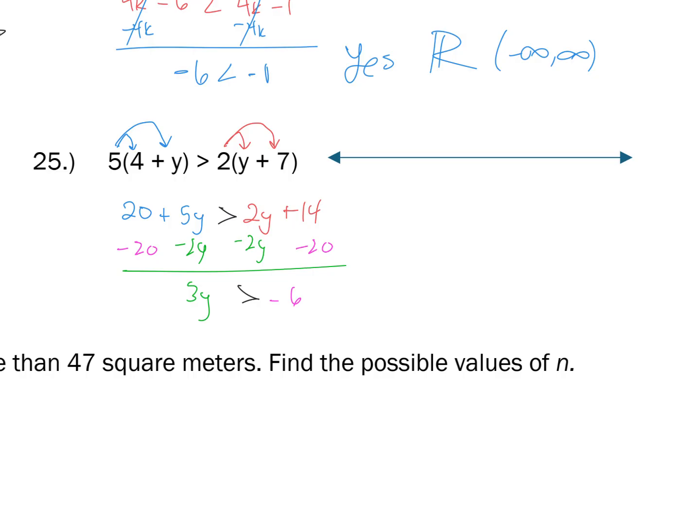Then I'm going to finish this off by dividing by 3, and I get y is greater than negative 2. So on the number line: 0, negative 1, negative 2. Open circle on negative 2, and I'm going to shade to the right because that is all the numbers that are greater than negative 2.